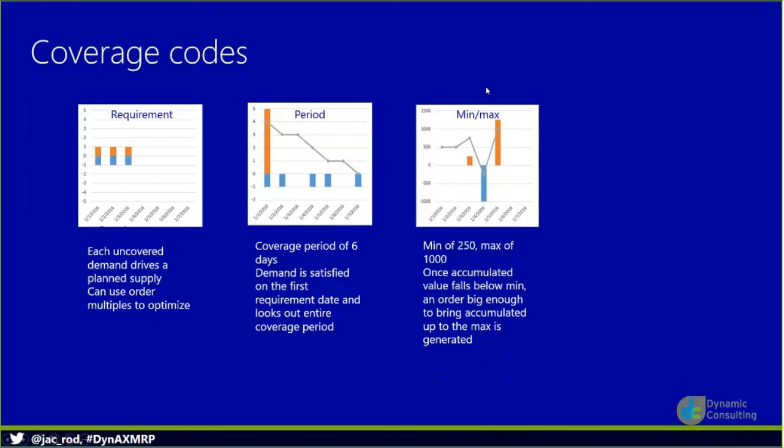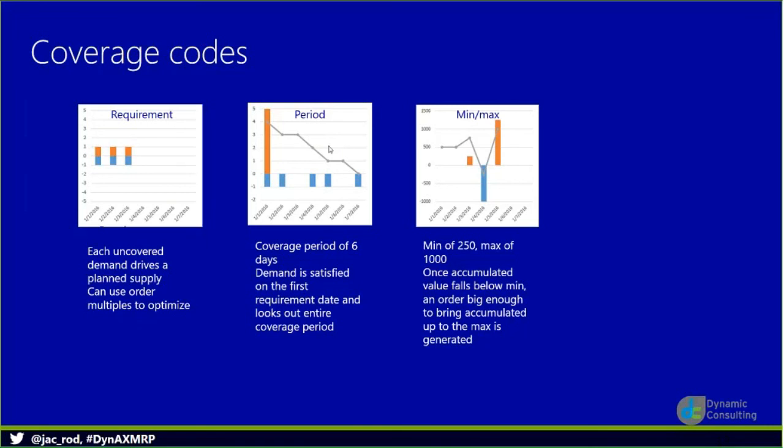Min-max. So this is another interesting one. The min-max actually controls the size of the planned supply, just like all the other coverage codes do. That's more of what this code does than the min. So the min is used kind of in all of these, right? You don't have to have the min-max coverage code set up to use a requirement or period coverage code.